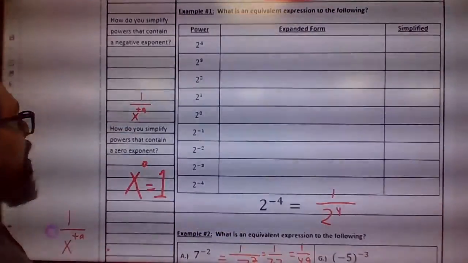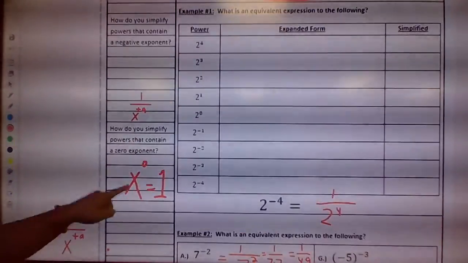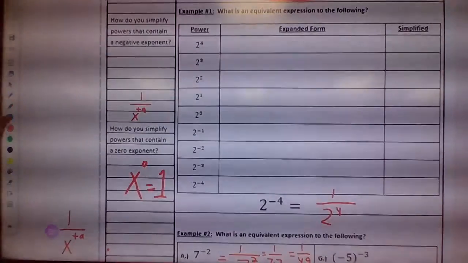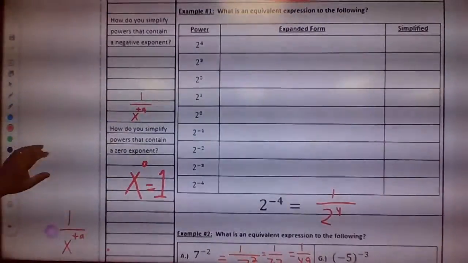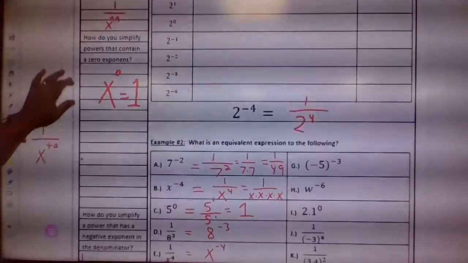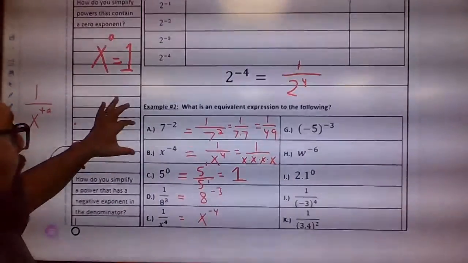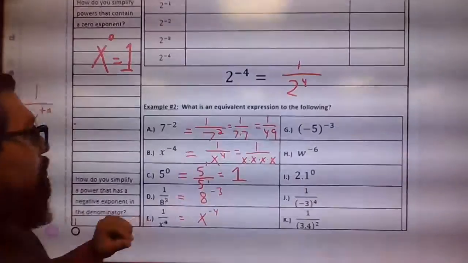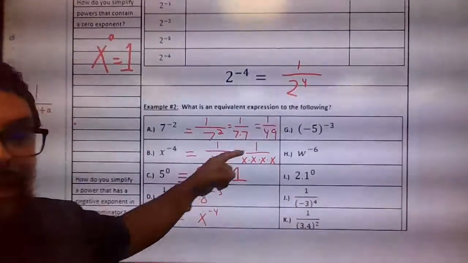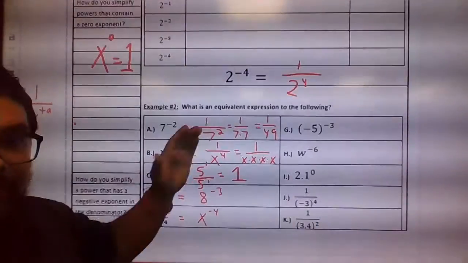Okay? And then, how do you simplify powers that contain a 0 exponent? Anything to the power of 0 is 1, always. Okay? Doesn't matter what the base is. There is an exception, but we won't go over that right now. Okay? And then we went ahead and solved A, B, and G, and H. We went ahead and wrote an equivalent expression. So it was a negative exponent, now we turned it into a positive, and then we expanded it.